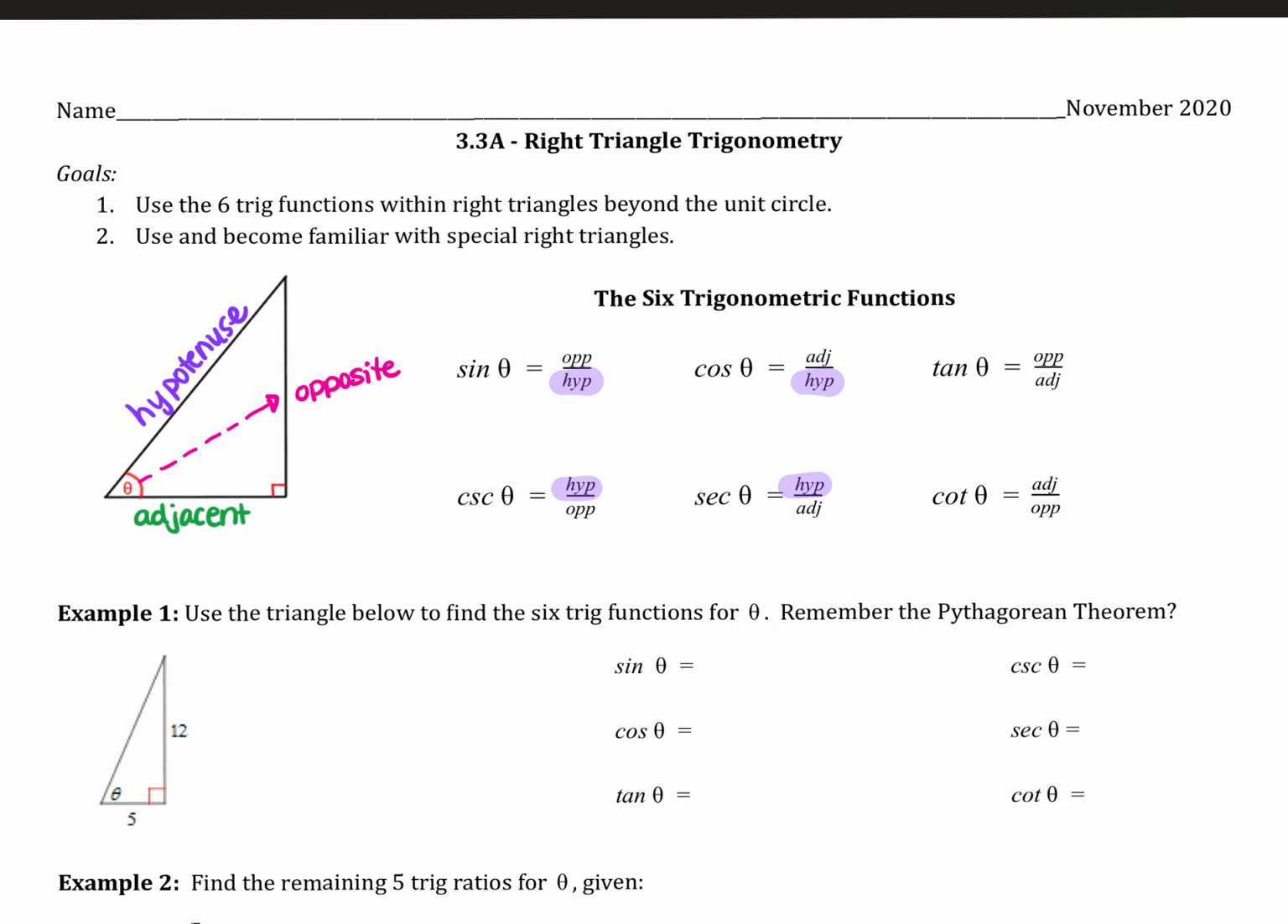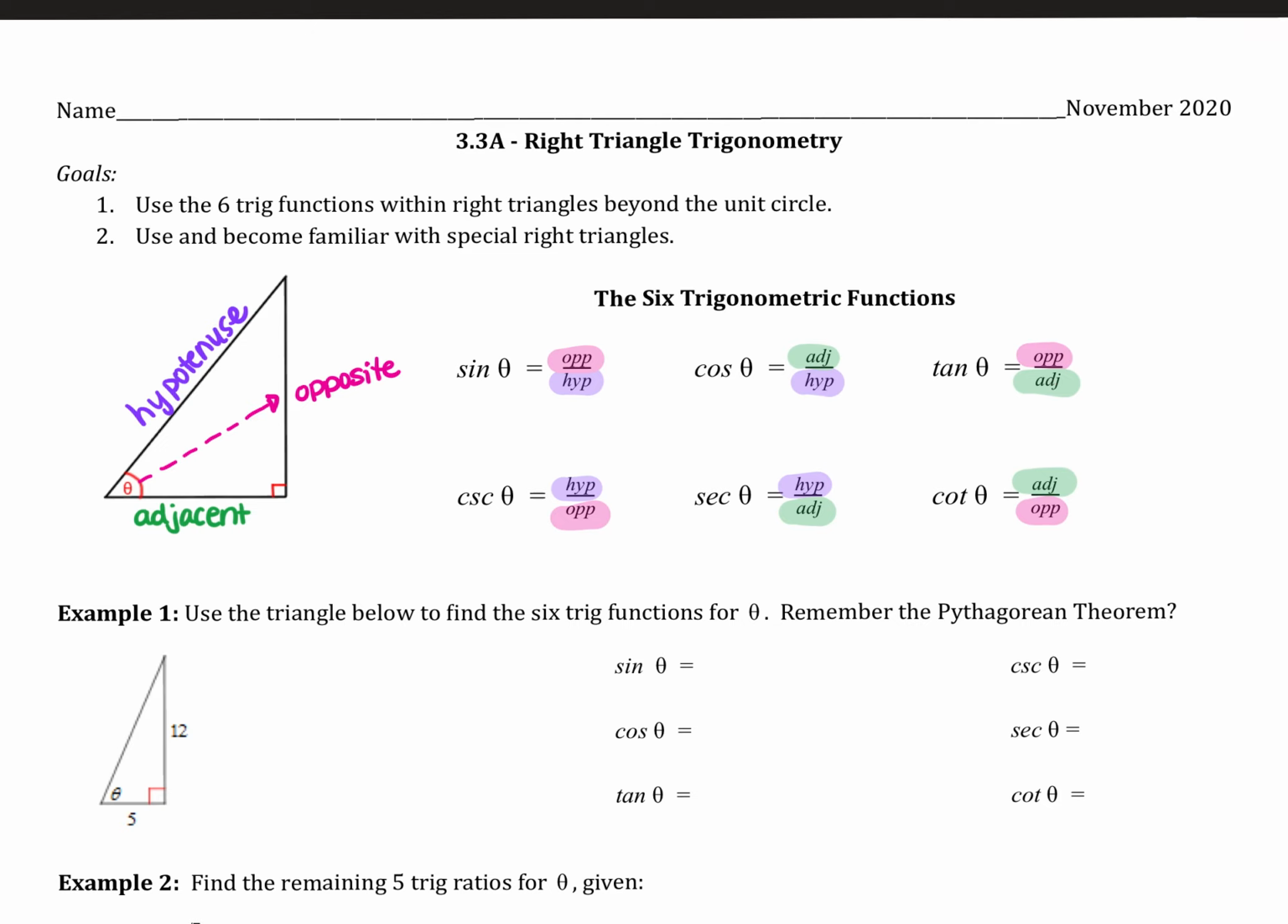Cosine is adjacent over hypotenuse. I'm just highlighting some things here for you just to make it a little bit easier to identify in our triangle. So we have sine is opposite over hypotenuse. Cosecant, we've talked about, is the reciprocal of sine. So that means we just flip this fraction and make it hypotenuse over opposite. Cosine is adjacent over hypotenuse. And then we flip it to get secant, hypotenuse over adjacent. Tangent is opposite over adjacent. Flip it to get cotangent, adjacent over opposite.